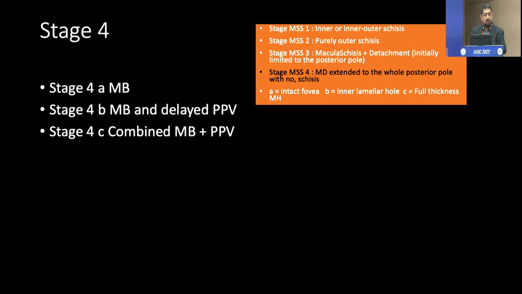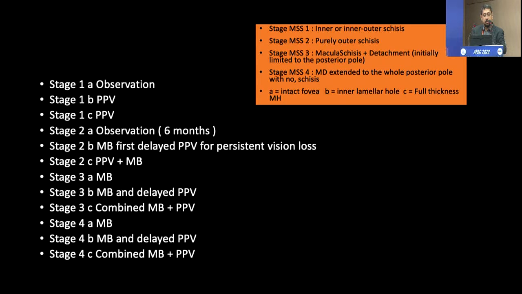So stage 3 and stage 4, the treatment is the same. It is a macular buckle combined with a coincidental or a delayed PPV depending on the macular condition. That's a whole gamut. If this is a good picture to take, if you want to take, everything is here, from stage 1 to stage 4.